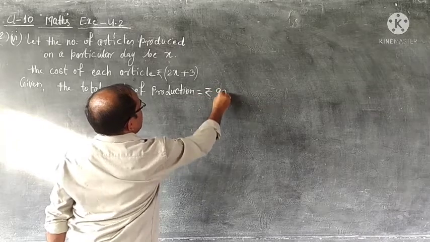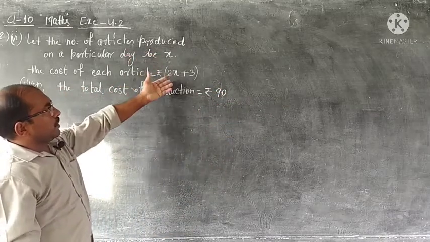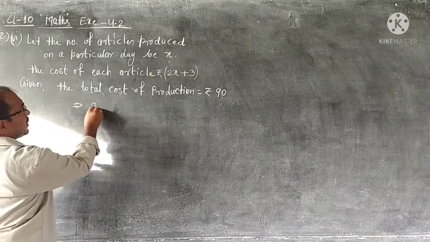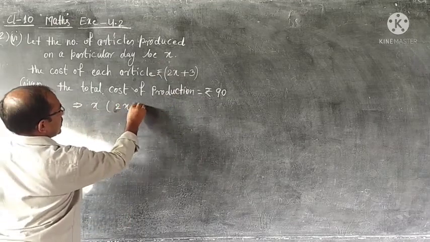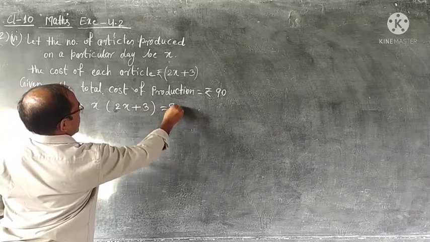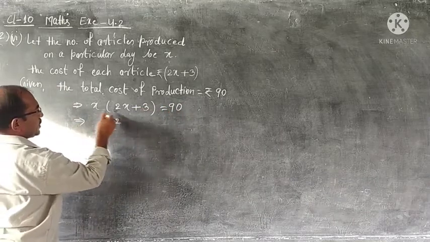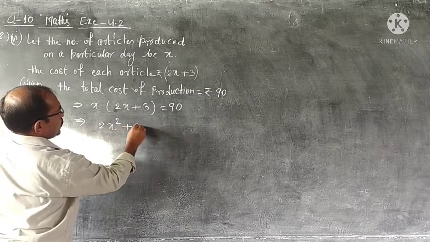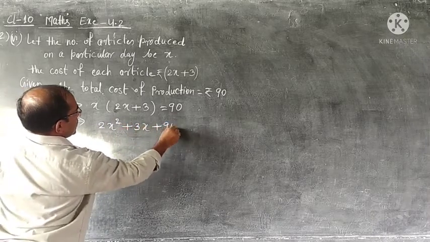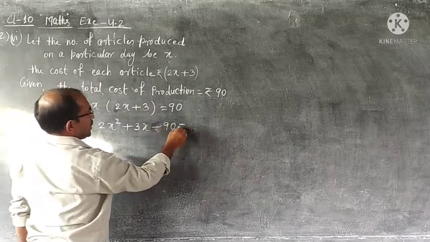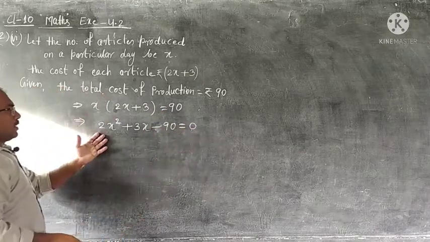So how do we calculate the total cost? Number of articles into price of each article. Simple work. x into (2x plus 3) is equal to 90. We will simplify. We get x into 2x, 2x square, and 3 into x, plus 90 we bring beside. It becomes minus 90 equal to 0. So this is a quadratic equation.